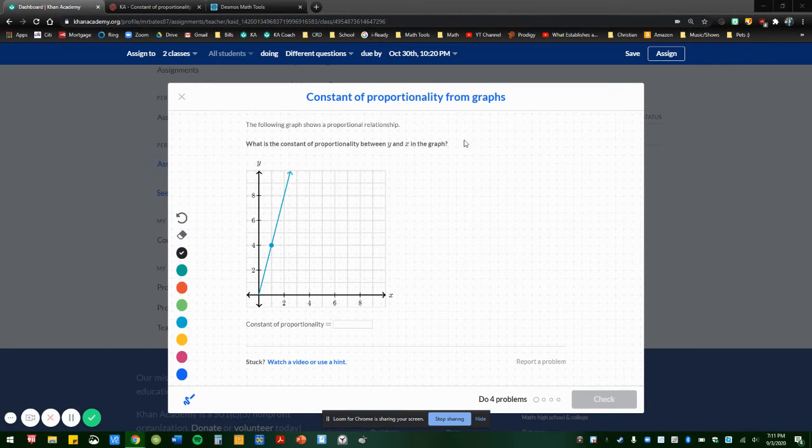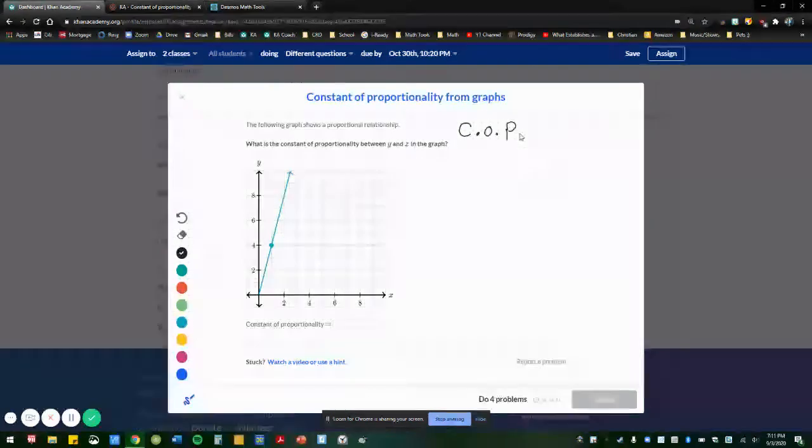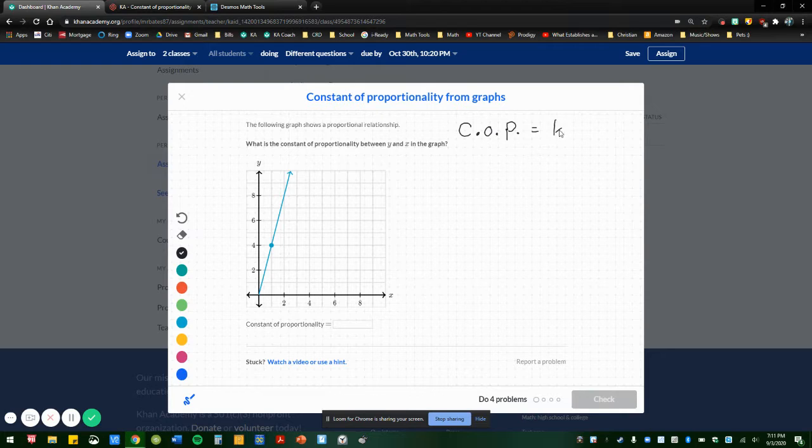What we talked about in our last video, constant of proportionality from tables, is that the constant of proportionality, which is sometimes referred to as the letter k, is equal to y over x. So if I take the y value and put it over the x value, I can find the constant of proportionality. For example, in this question, it says, what is the constant of proportionality? So what is y over x equal to in the graph?